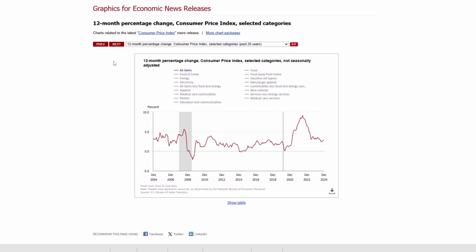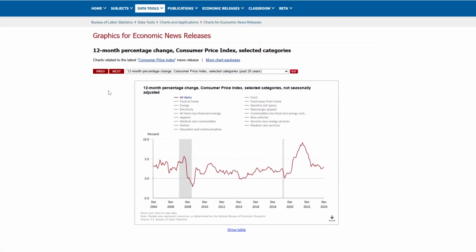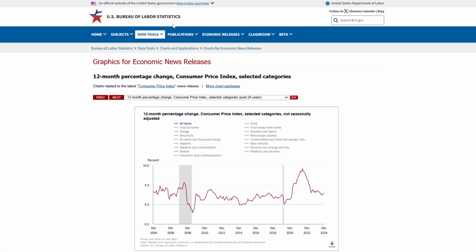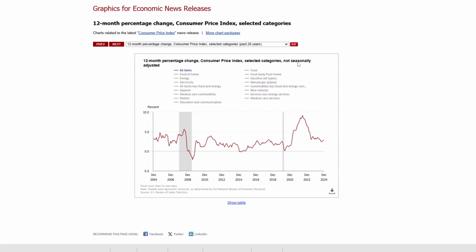As we can see here, we have a 12-month percentage change consumer price index. We're going to be referring to both the CPI and inflation rates as the same in this regard. This is from the Bureau of Labor Statistics in the US. So this is their reported CPI that they have here.